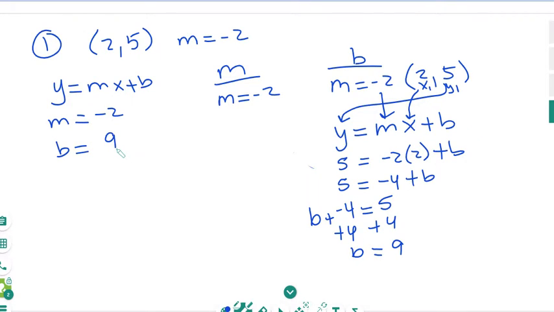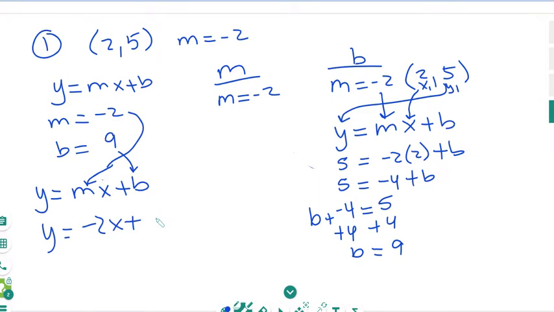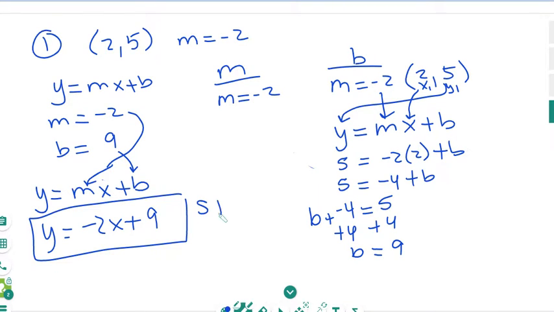We're going to write our equation again. Y is equal to mx plus b. We're going to put our 9 in for our b, and we're going to put our -2 in for our slope. Let's make that arrow a little bit further over so it looks like the m. So it's going to be y is equal to -2x plus 9. That is the equation of the line in slope-intercept form for the point 2, 5 and -2.